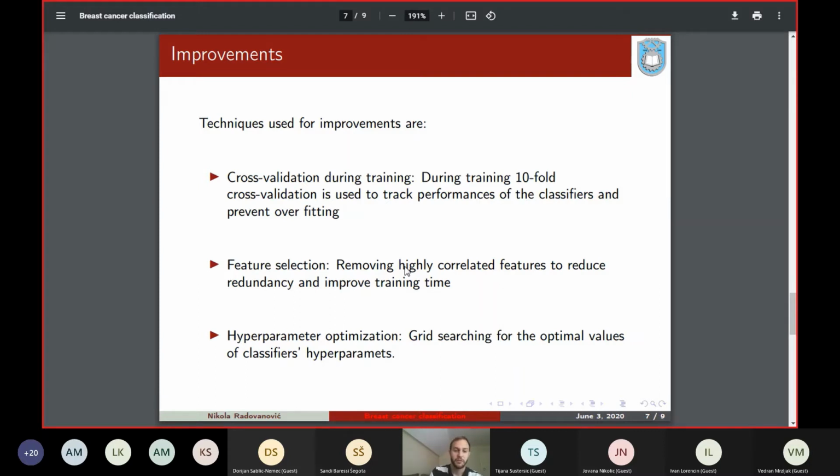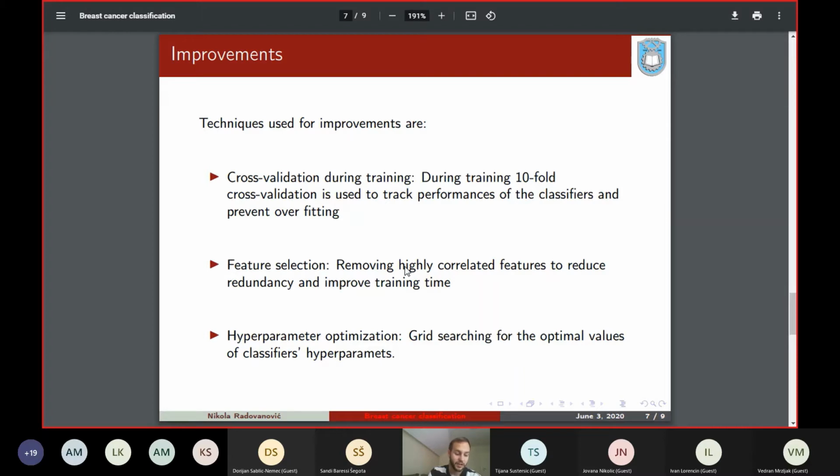The last technique for improvement that is implemented is hyperparameter optimization, because classifiers have many different hyperparameters which should be carefully selected to improve the metrics of the classifiers. This is done by using grid search for defining the optimal values of the hyperparameters. Grid search is done by testing the performances of the classifiers with different combinations of various hyperparameters.